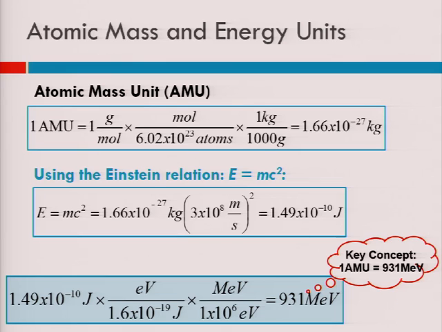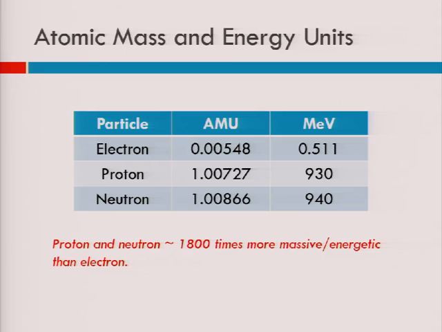But now if you know that 1 AMU is 931 MeV, and I asked you how many AMU in a proton or an electron or a neutron, and you know that they're 938, 940, and 0.511 MeV, you can easily go back and forth without too much effort. And so I did that here on this slide. And then putting it into context, the proton and the neutron are about 1,800 to 2,000, depending how you like to do your rounding, more massive, or conversely more energetic than an electron.